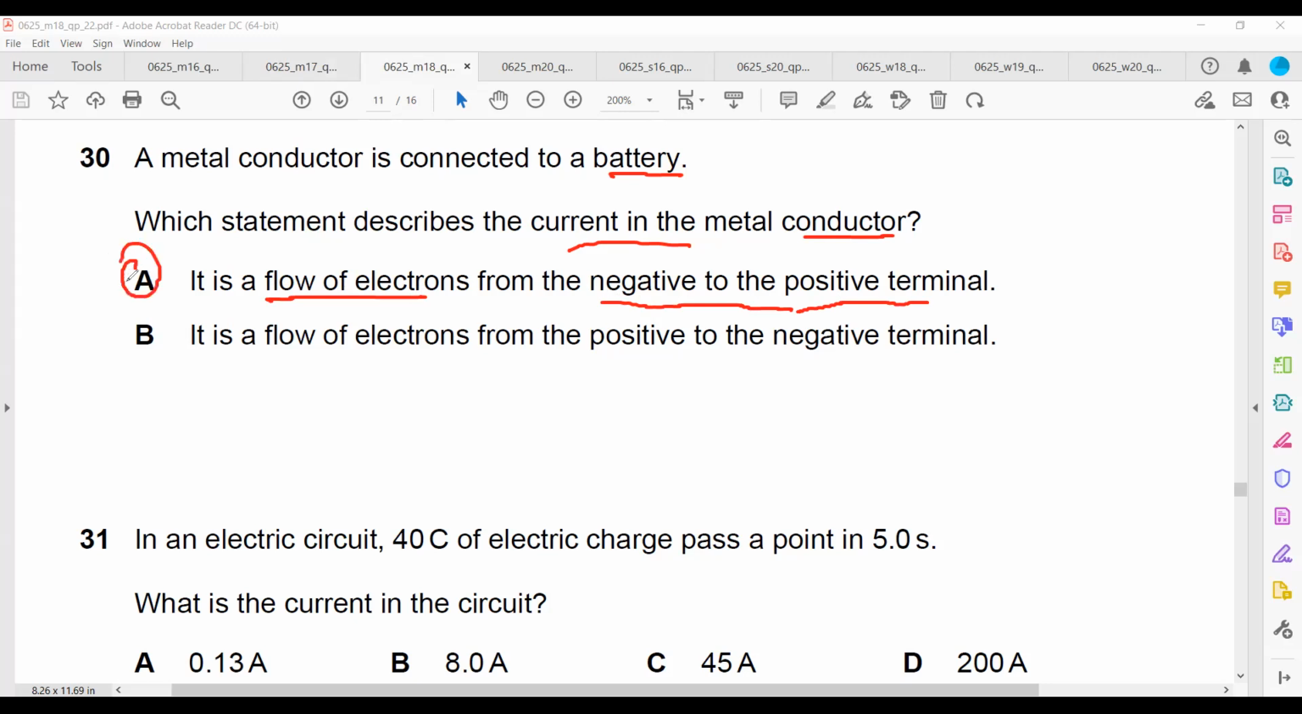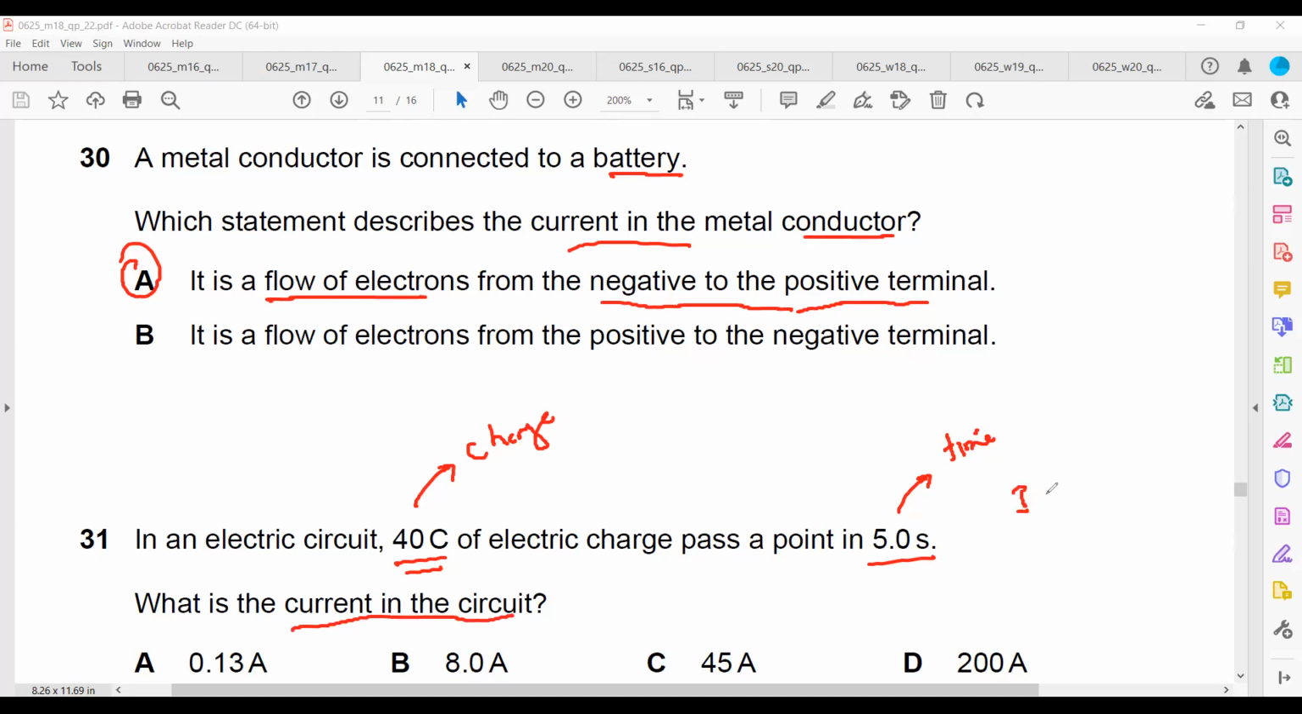So it's a flow of electron, and that is from negative terminal to the positive terminal. And when you check the other question, in an electric circuit, there is a 40 coulomb. So this is a charge passing in 5 seconds. So this is the time. What is the current in the circuit? So how to get the current?